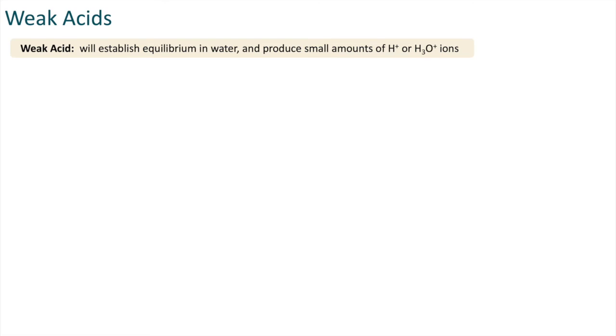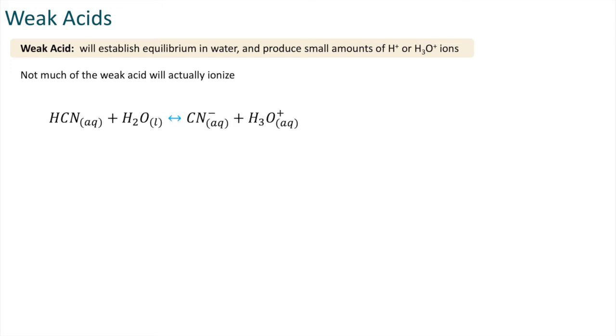Weak acids will establish equilibrium in water and produce small amounts of hydrogen or hydronium ions. Not much of the weak acid will actually ionize, and in this case right here we have hydrogen cyanide reacting with water, and we see that an equilibrium system is formed. We have some of the products going to reactants and some of the reactants forming the products.